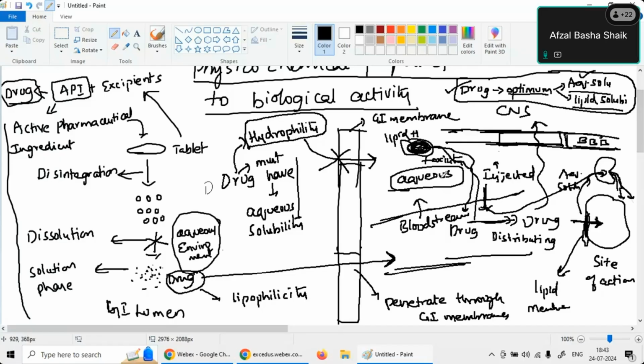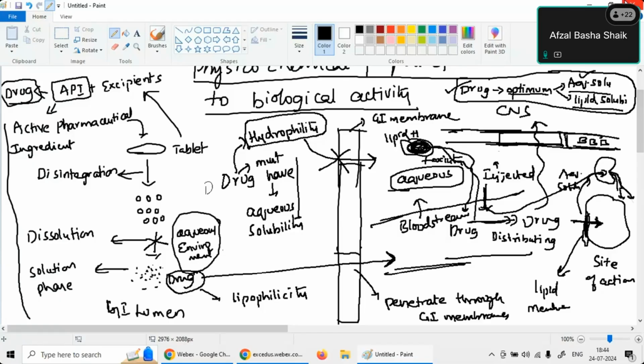So I hope you got a clear-cut understanding that we need to design or discover new drugs which are not too hydrophilic, not too lipophilic, but drugs which are having optimum hydrophilicity and lipophilicity, right? Please take a screenshot of this.